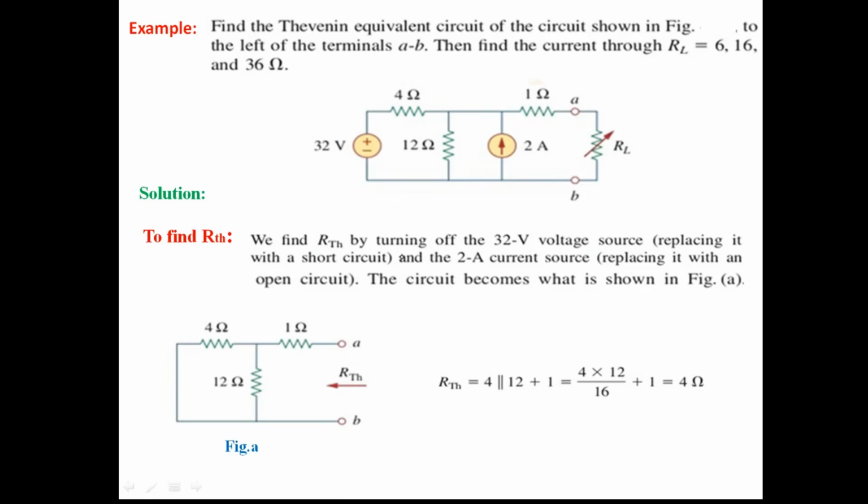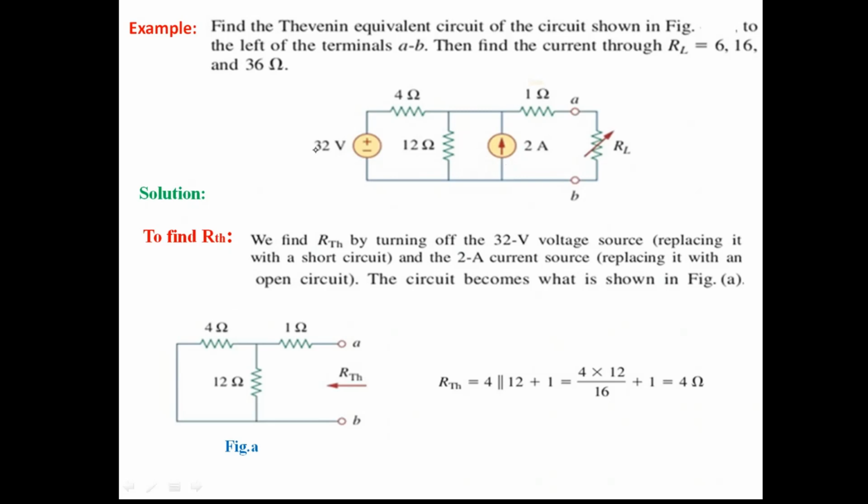So we find RTH by turning off the 32 volt voltage source, replacing it with a short circuit, and the current source we replace with an open circuit, while finding the equivalent resistance across the terminals A and B. Deactivating a voltage source means short circuiting it, and deactivating a current source means open circuiting it.